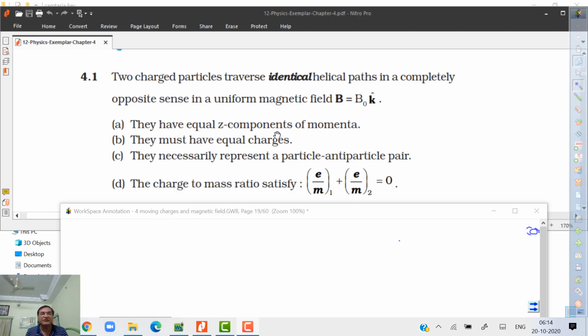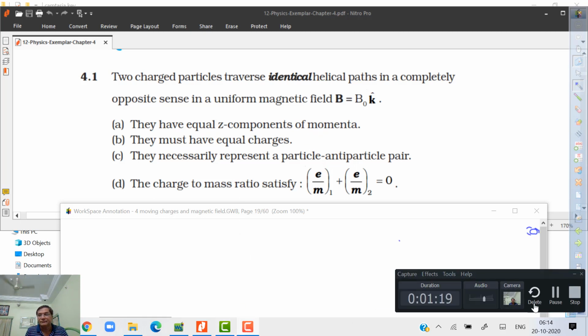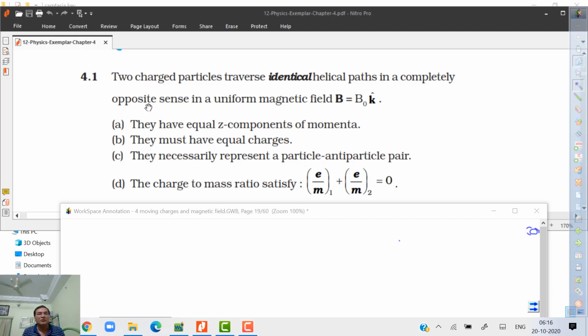They have equal Z components of the momenta. So first option, they have equal Z components in the momenta. So is it possible? So B is B0, okay? So when a charge is in motion, it is always perpendicular to B. So it cannot be in the Z direction. So this is not possible.